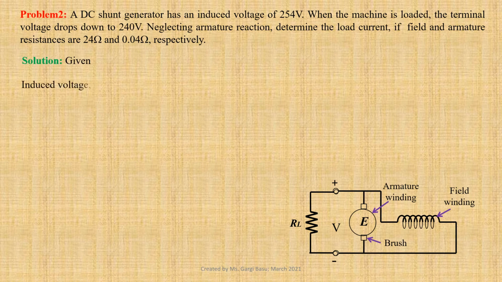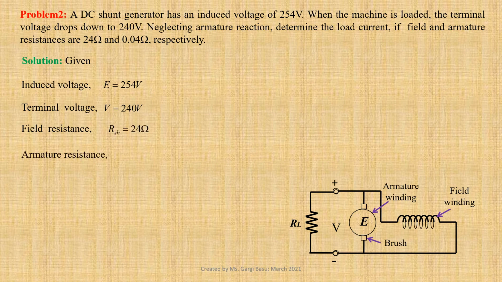Induced voltage E equals 254 volts. Terminal voltage V equals 240 volts. Given field resistance RSH equals 24 ohm. Armature resistance RA equals 0.04 ohm.